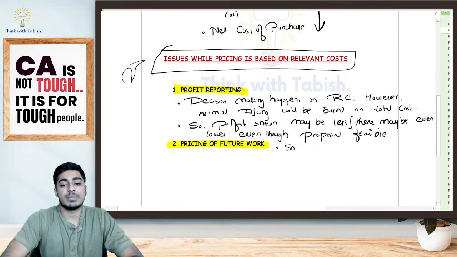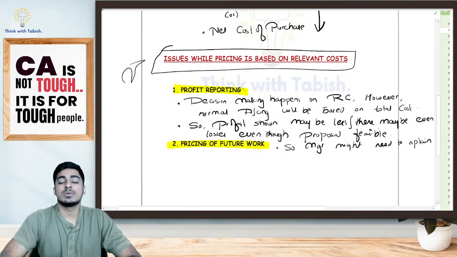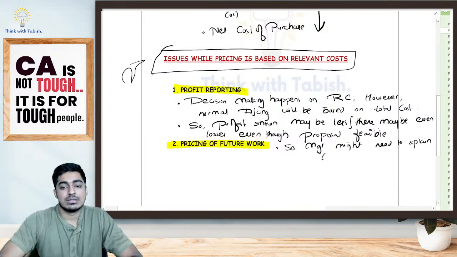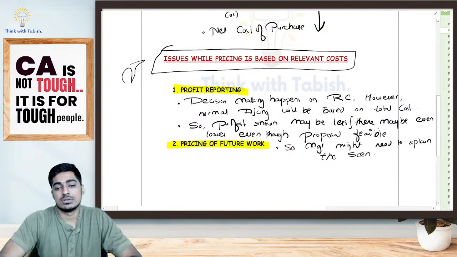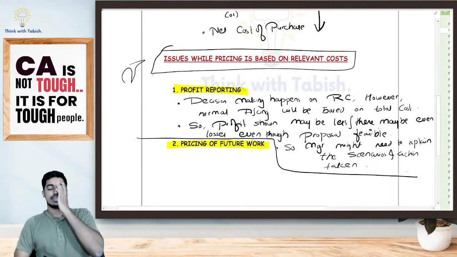So the manager might need to explain. Yes, the CEO and other people will call the manager and ask what you have done. So we'll need to explain the scenarios and action taken, and why it is in the best interest of the company. If you want, you can write so much also. Okay, that is point number one.